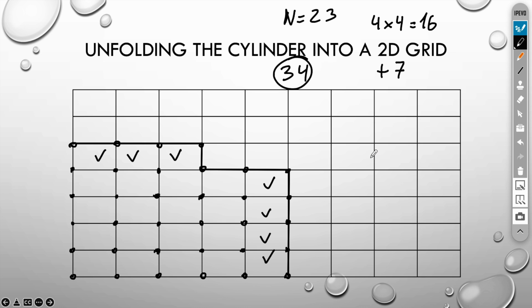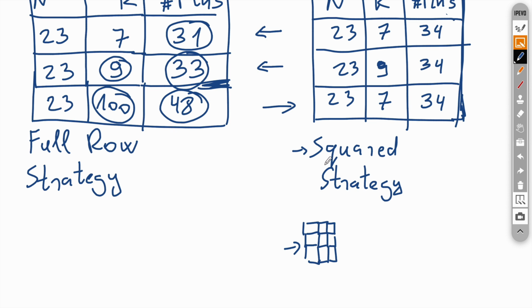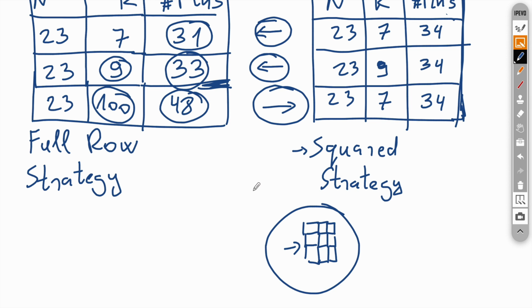Let's compare our two strategies on our previous examples. Our new strategy is called squared strategy, and clearly it packs papers together as much as possible, although in a different fashion. For this case, the square strategy is a winner. But for these cases, the full row strategy is a winner. Now, one might jump to a conclusion, there is a simple rule. If the number of papers is less than the k, then we would use a square strategy, otherwise we should use a full row strategy.